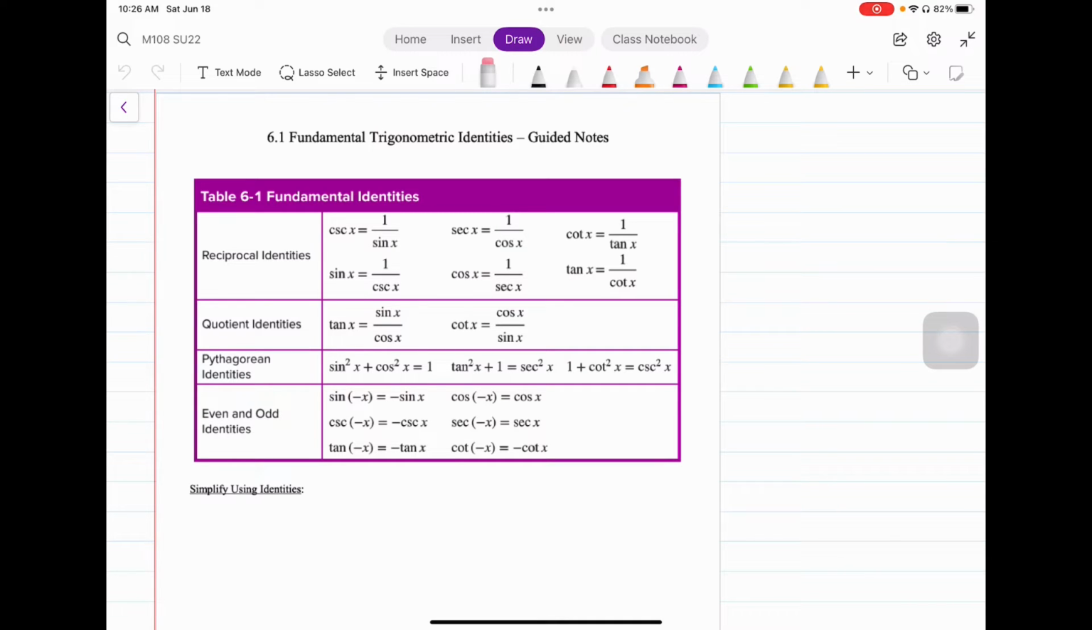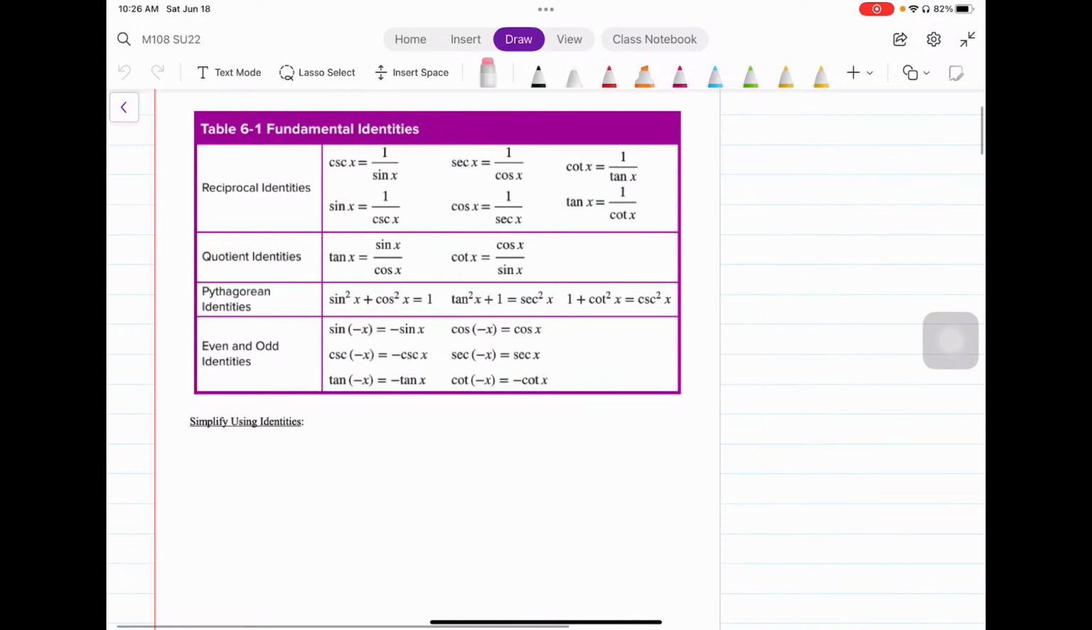When we are simplifying using identities, you want to think about what you're given. You want to try rewriting things. Should you use a reciprocal? Should you use a Pythagorean identity? Do you have something that is squared? Do you have something that could be rewritten using a quotient? So you want to try a few different options.